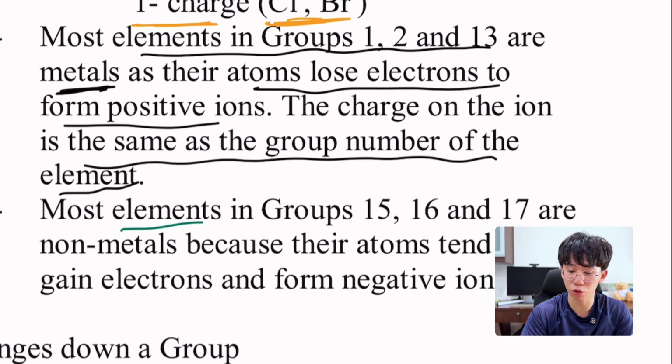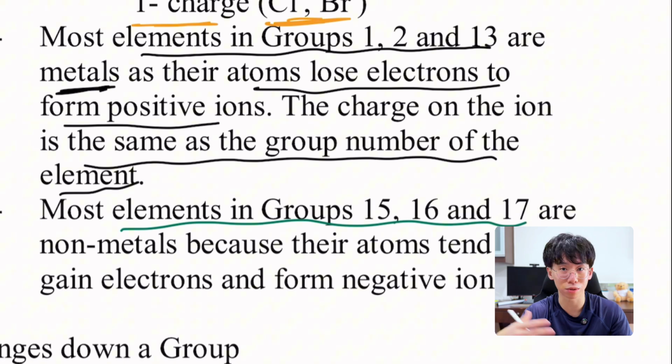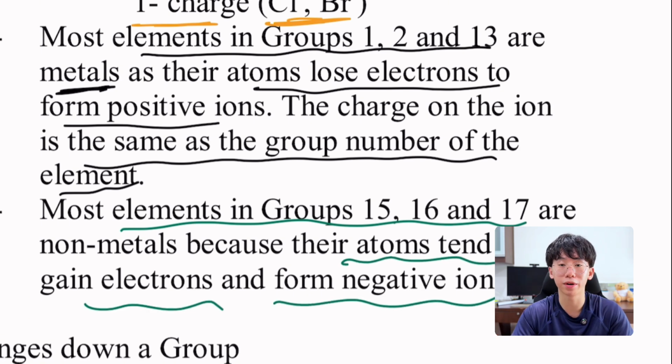Versus your elements in group 15, 16, and 17, these are non-metals, because these atoms tend to gain electrons and form your negative ions. So generally, group 15 elements tend to have a 3- charge, group 16 elements tend to have a 2- charge, and group 17 elements tend to have a 1- charge.